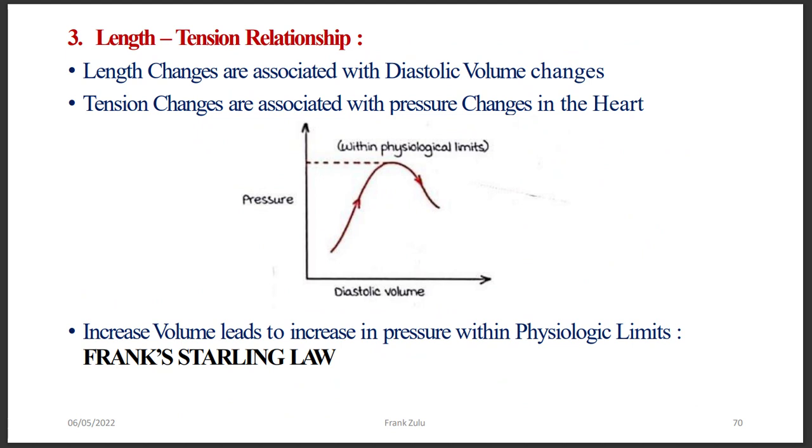Tension changes are associated with pressure changes. So if there's a change in pressure in the heart, then there's going to be a change in tension. So you can see diastolic volume and pressure. When the volume increases, the pressure also increases in the heart. There is a normal physiological limit, such that if you continue to increase the volume, the pressure will no longer increase and will start decreasing. So an increase in volume leads to an increase in pressure within physiological limits, and that is known as Frank-Starling's law.